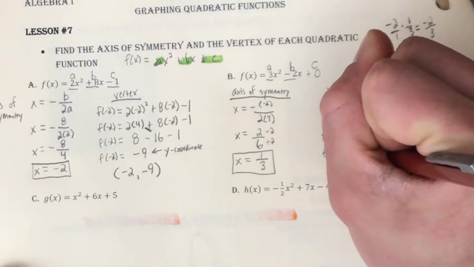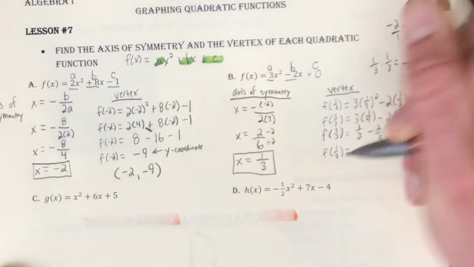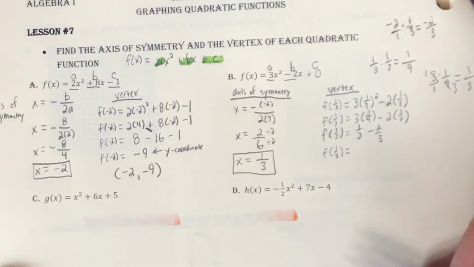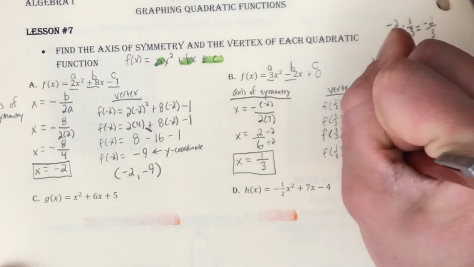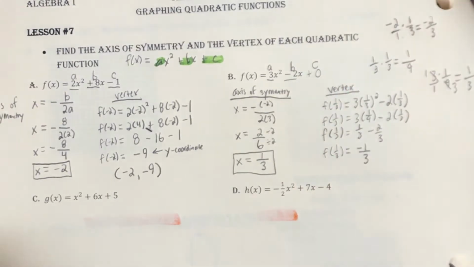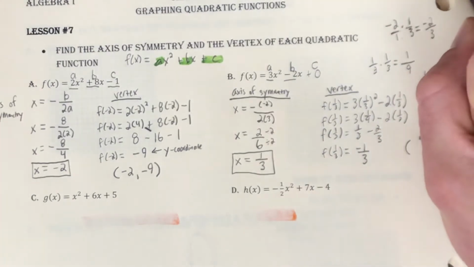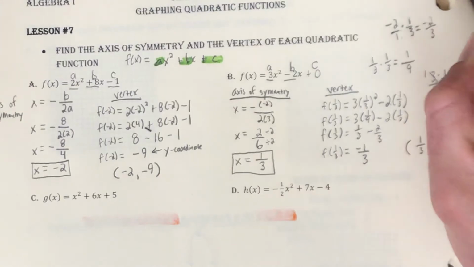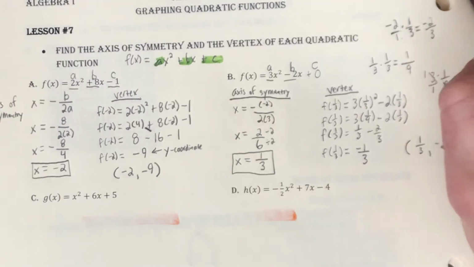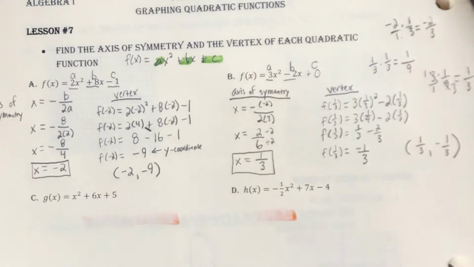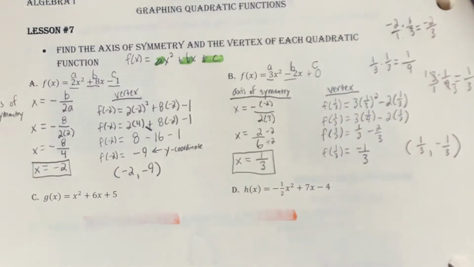So I've got f of 1/3 equals 1 minus 2 is -1, and the denominator stays the same. So when x is 1/3, my f of x is -1/3. So my final answer here, my ordered pair, would be 1/3, comma, -1/3. And there is where my vertex is going to lie.